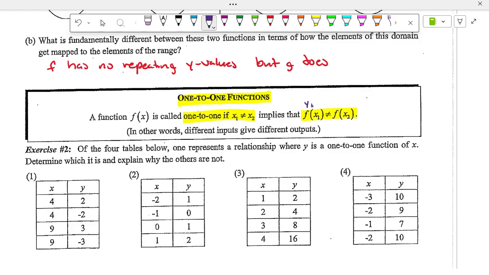So that means y1 cannot equal y2. That's another way you could write that. So in other words, it's a one-to-one function if there's no repeating x values or y values. So no x values or y values repeat.